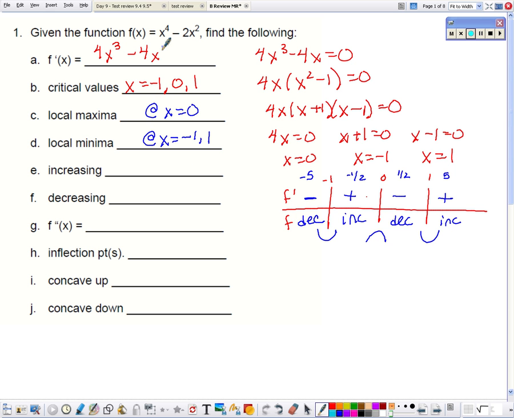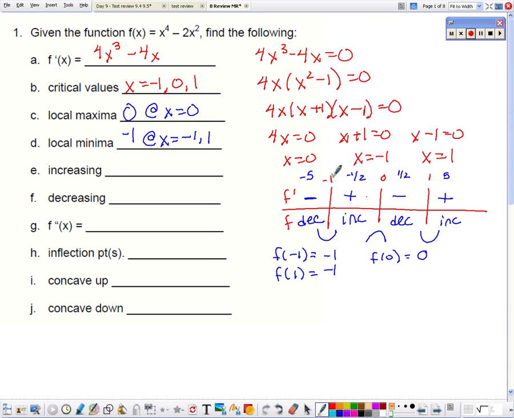But to find those y values, I'm going to go back to my original function and plug in the negative 1. And when I do that, I get a value of negative 1. Same thing when I plug in 1. So my local min is negative 1 at x is negative 1 or 1. And when I plug in 0, we get 0. So our max is 0 when x is 0.